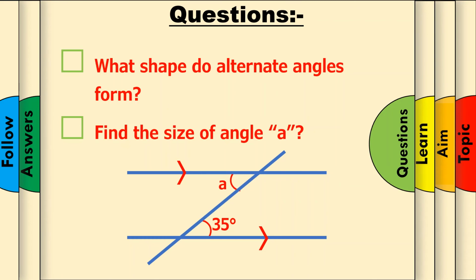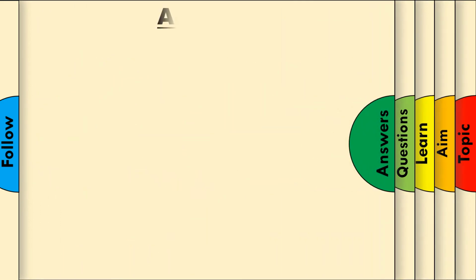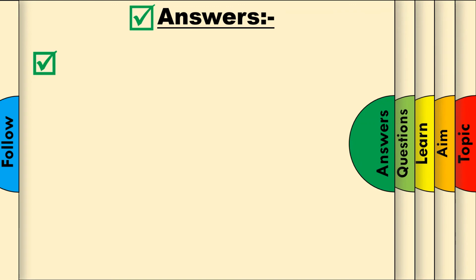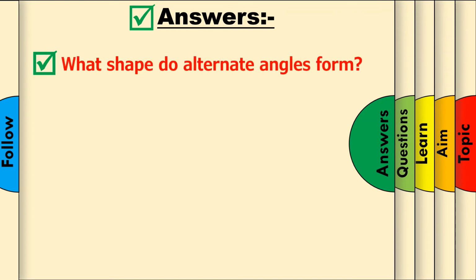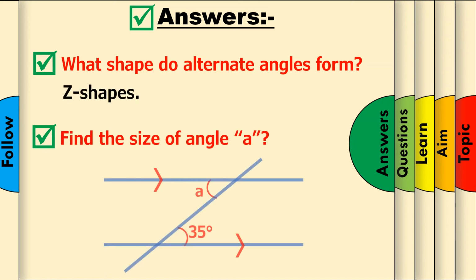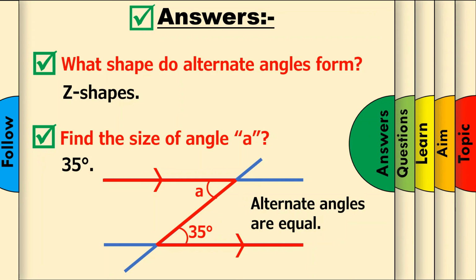The answers. What shape do alternate angles form? This is a simple factual question. They form Z shapes. Find the size of angle A in the diagram below. We can spot that these angles form a Z shape when we join them together, so they must be alternate angles. Alternate angles are equal. This means that angle A has to be 35 degrees too.